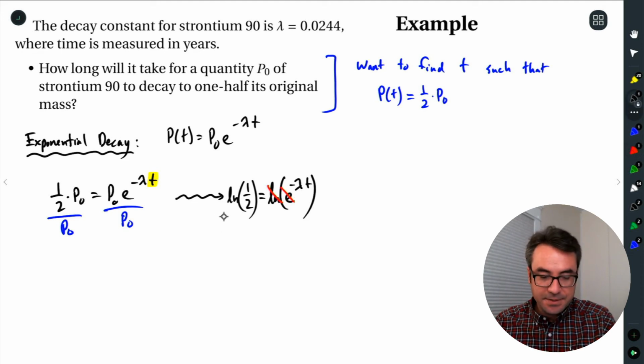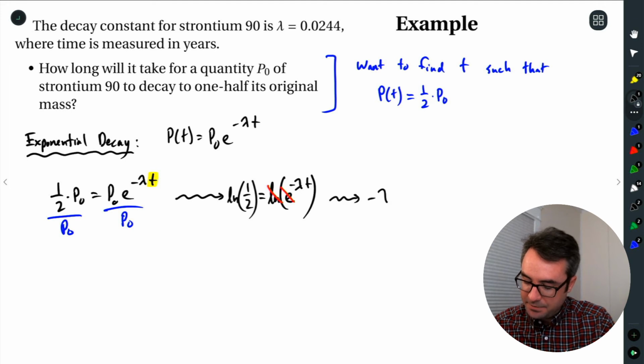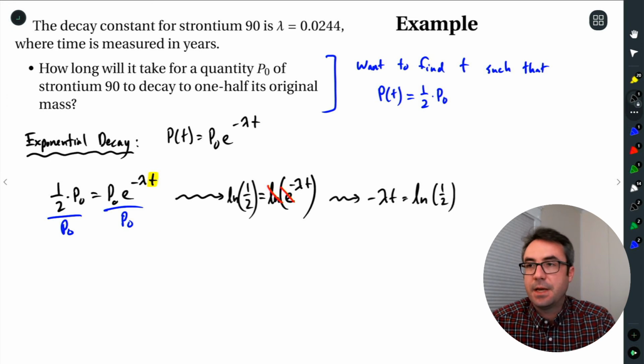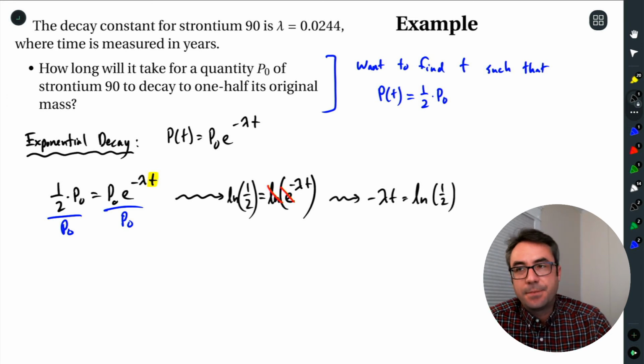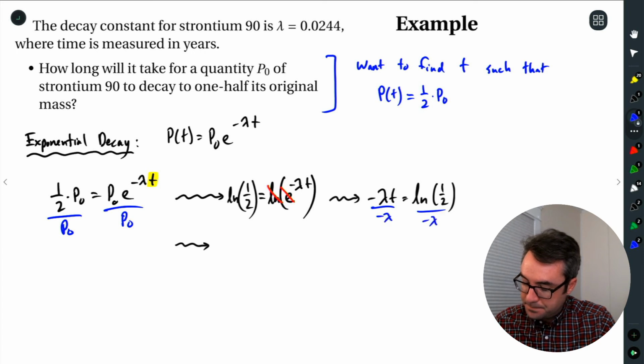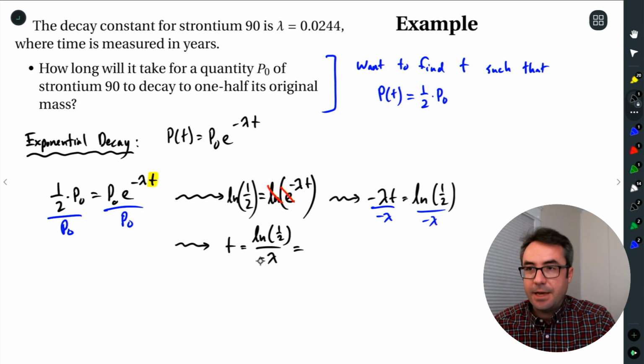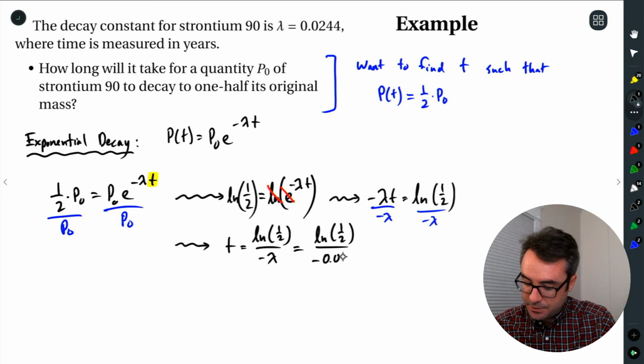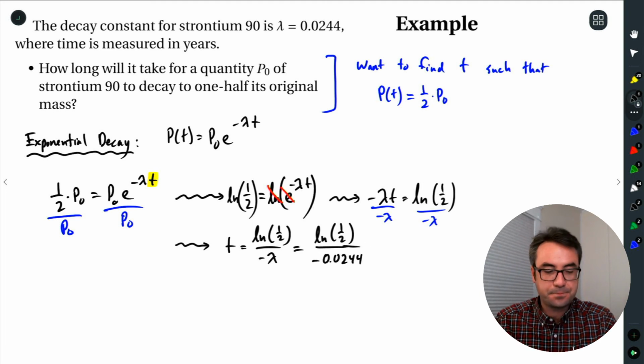Simplifying this, we get negative lambda times t is equal to natural log of 1/2. And then finally, we want to solve for t. To get t by itself, just divide both sides of this equation by negative lambda. We get t is equal to natural log of 1/2 divided by negative lambda. And if we fill in what we know lambda is, we get natural log of 1/2 divided by negative 0.0244.